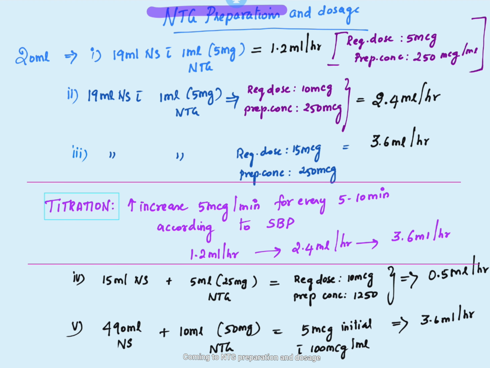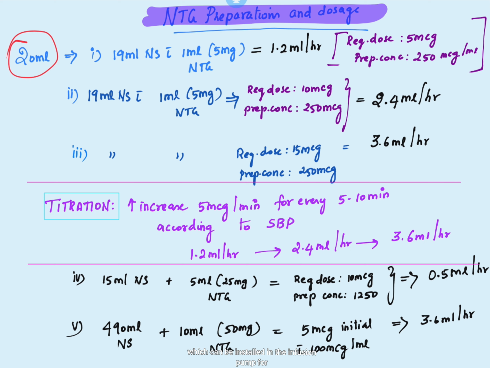Coming to NTG preparation and dosage, we have various dosages. If you know these NTG preparations and dosages by heart, we can use these calculations in a second during emergency conditions. As of now, there will be a 20 ml syringe which can be installed in the infusion pump. For that, we will see the calculation.